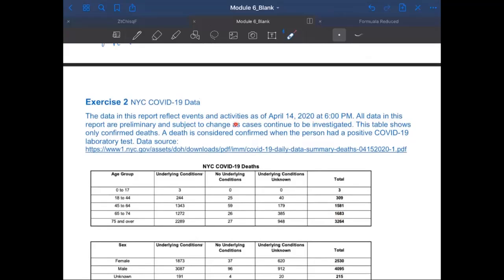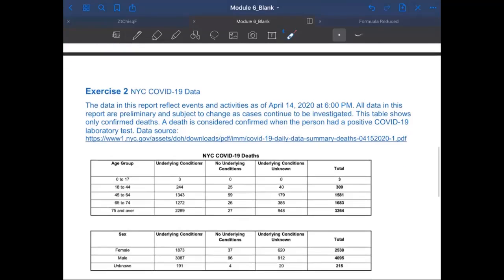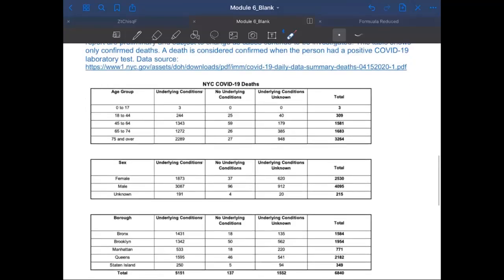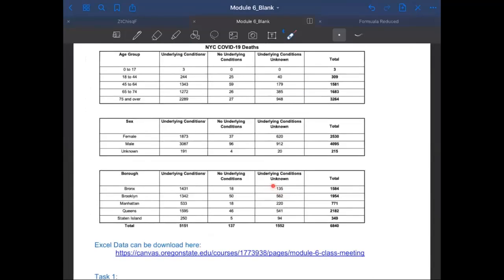So what we have here are the numbers of deaths in New York City. This is very depressing. This data shows only the confirmed deaths, and I also cited a data source here because I want you to know this is indeed a real data set. It's not a fake data set. I have 3 tables here. Later on, when you work on it, you don't have to work on each one of them. You just have to sign up for one of those 3.